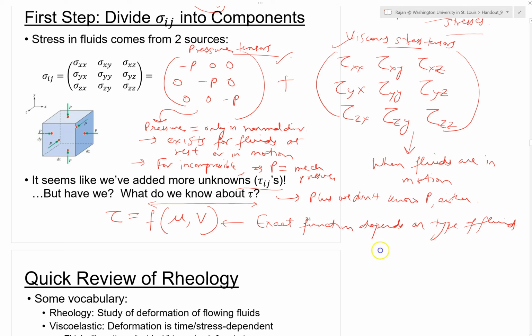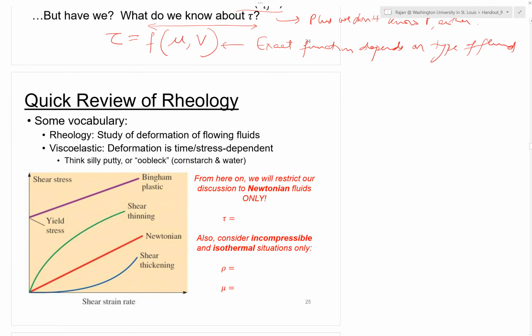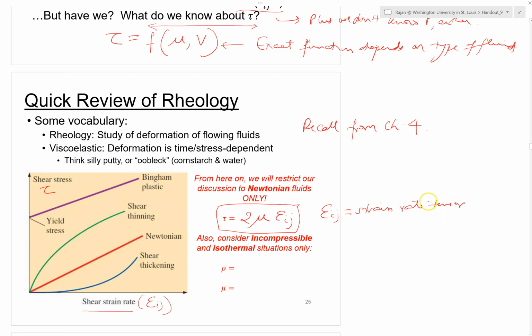So just to recap, what do we know? Recall from chapter 4, we have this shear stress graph as a function of strain rate, Eij, and the relationship between shear stress and the shear strain rate is 2 mu Eij, where Eij is the strain rate tensor. For more details, see chapter 4.